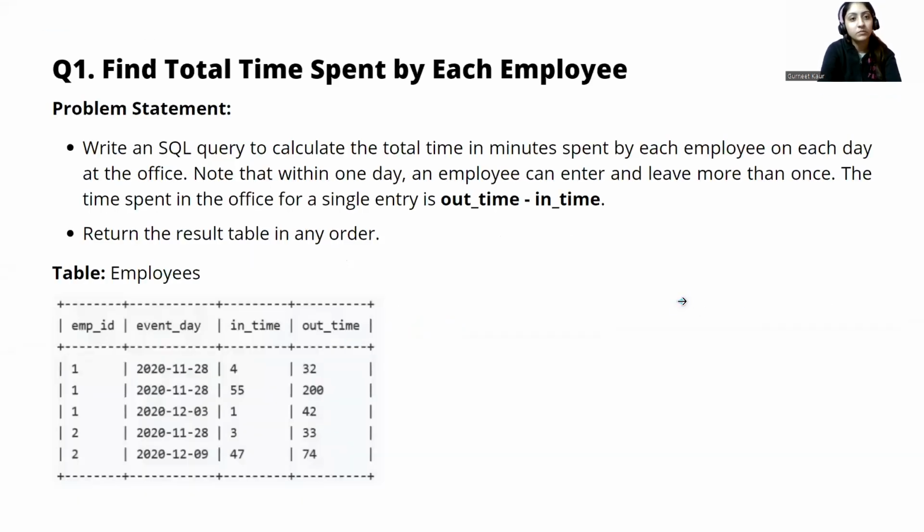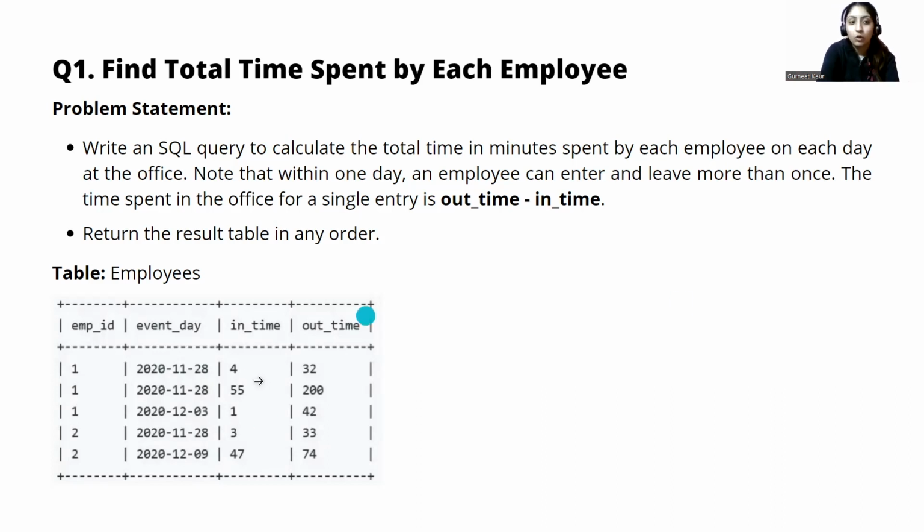Coming to our first problem statement, which is find the total time spent by each employee. The problem statement says that we need to write an SQL query to calculate the total time in minutes spent by each employee on each day at the office. We have to take note that within one day, an employee can enter and leave more than once. The time spent in the office for a single entry for a single employee will be out time minus in time, and we have to return the result table in any order.